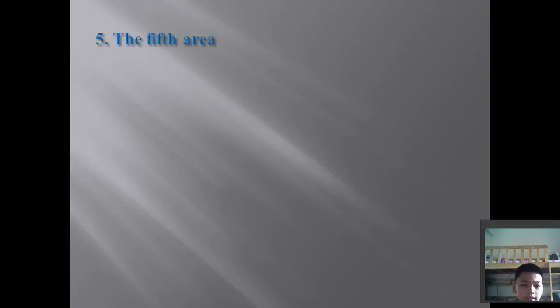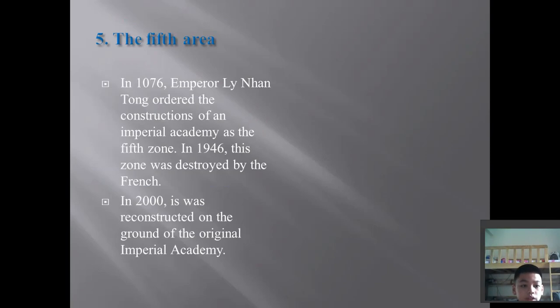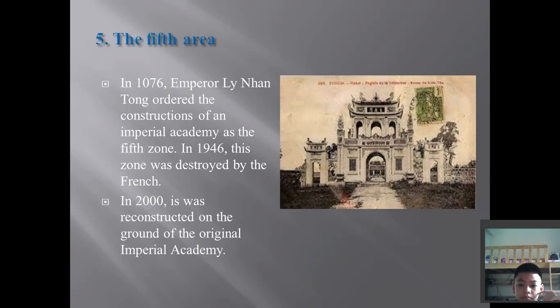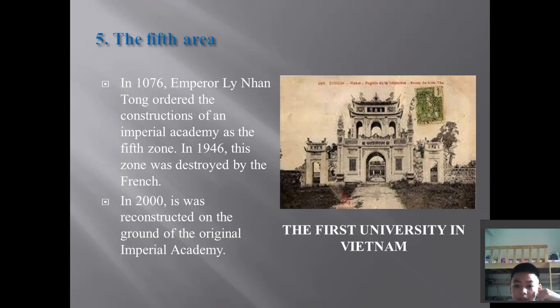Now the last area, the fifth area. In 1076, Emperor Lý Nhân Tông ordered the construction of an imperial academy as the fifth zone. In 1946, this zone was destroyed by the French. In 2000, it was reconstructed on the ground of the original Imperial Academy. This is the first university in Vietnam, the Imperial Academy.